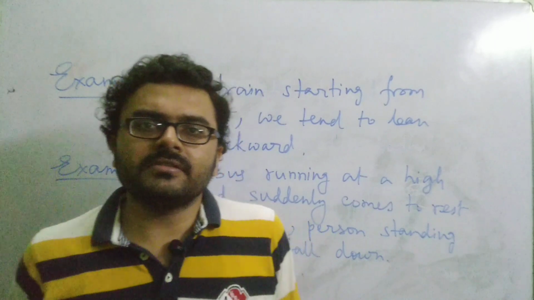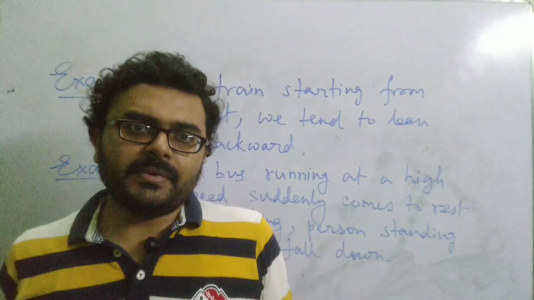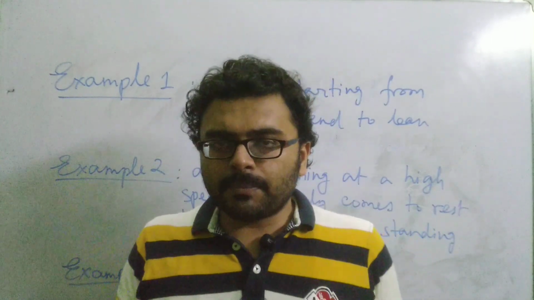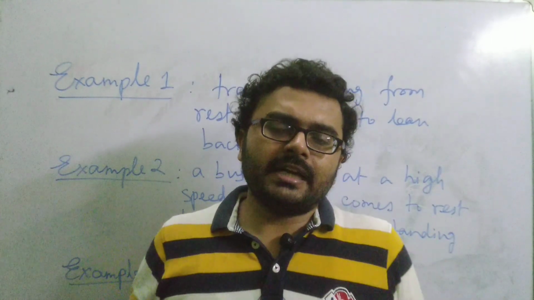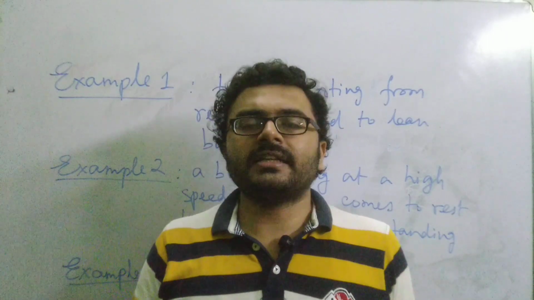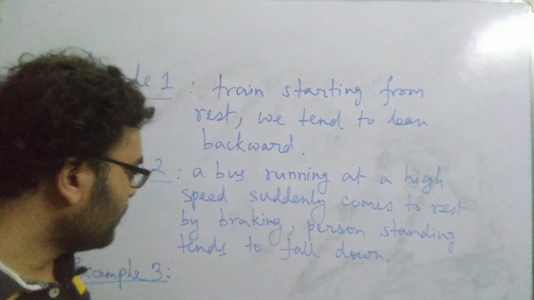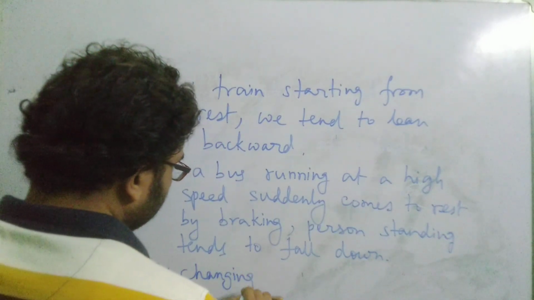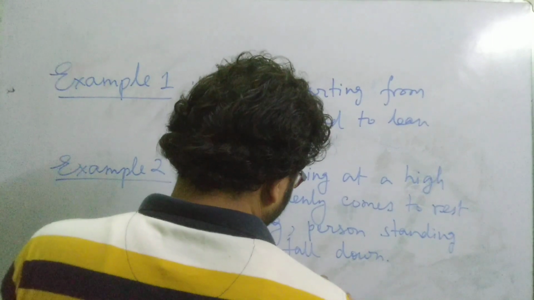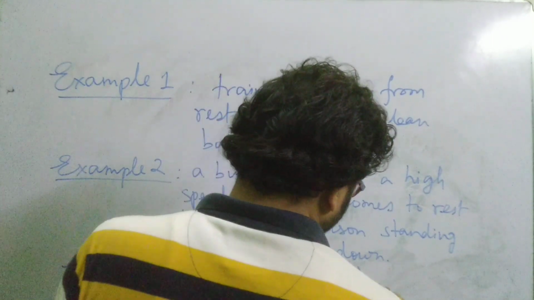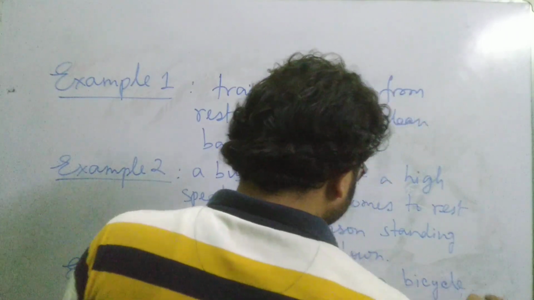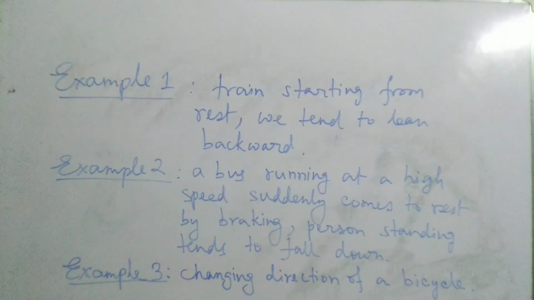Sorry for the interruption. Okay, so while you are riding the bicycle, when you try to change the direction of the bicycle, you need to apply force on the handle. Then only the handle of the bicycle moves and the direction of the bicycle can be changed. So changing the direction of a bicycle is an example where inertia of direction comes into play. Okay, so these are the three examples. There are many more examples.